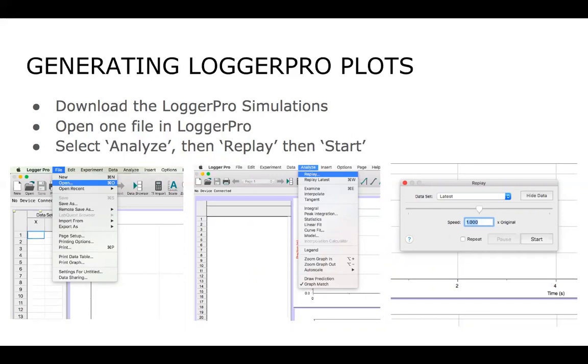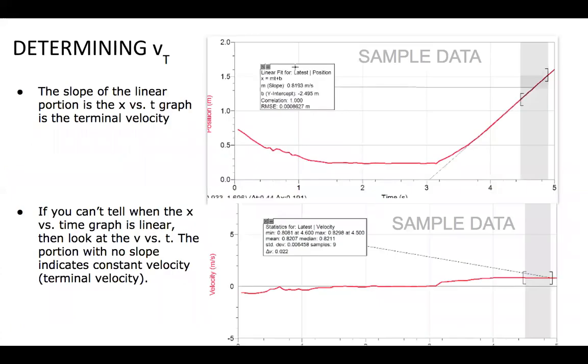Start will initiate the generation of the position versus time plots and the velocity versus time plots. So after pressing Start, 2 graphs like this will generate. And we want to know how to determine terminal velocity from these plots. The slope of the linear portion of the position versus time plot is terminal velocity.